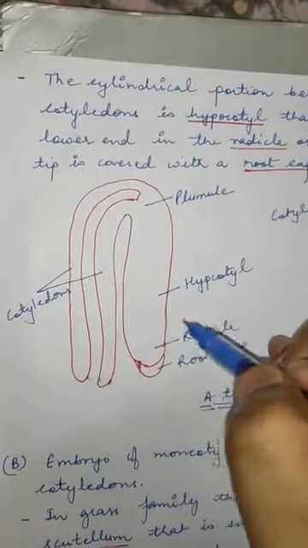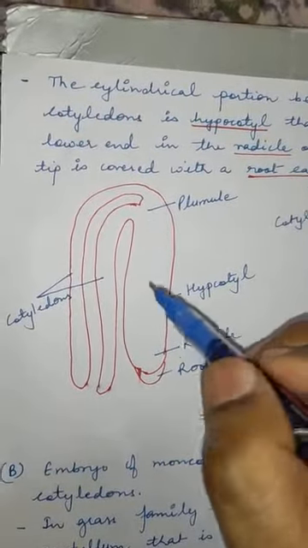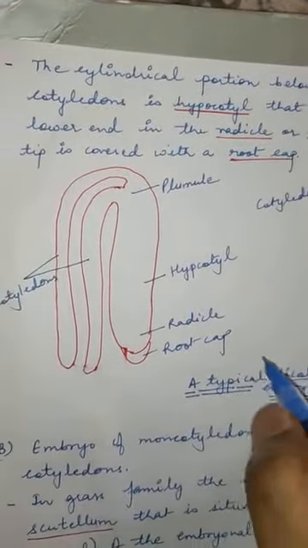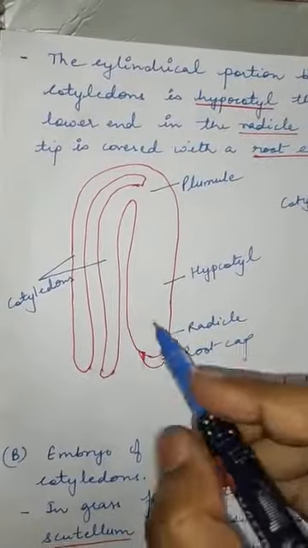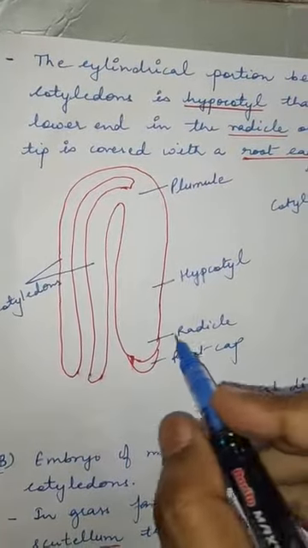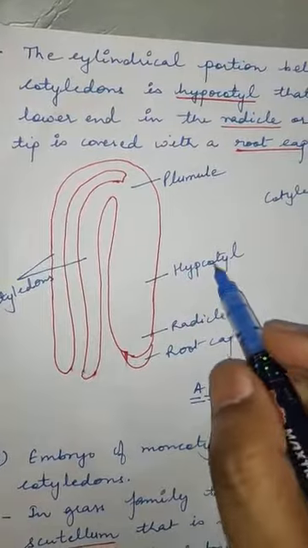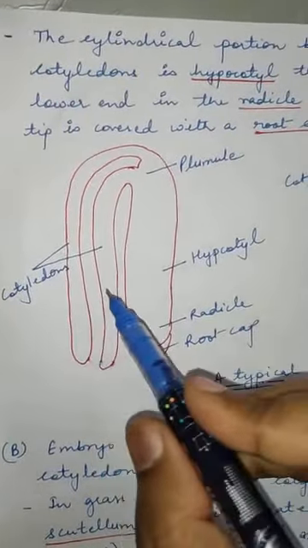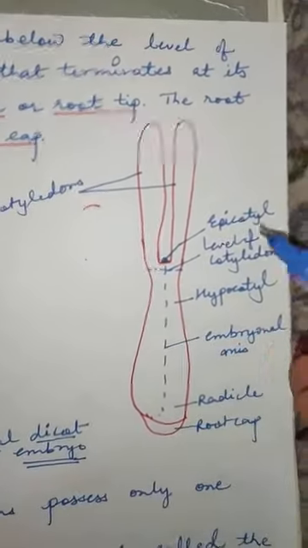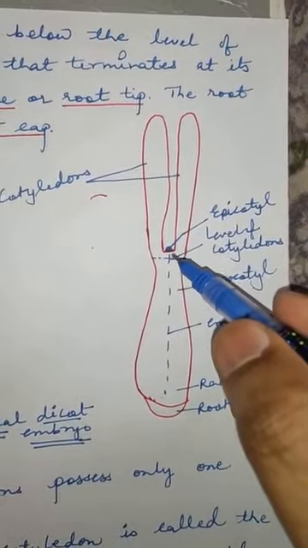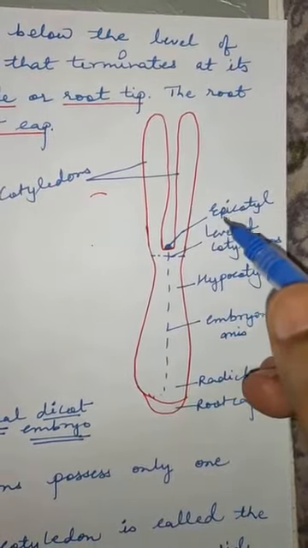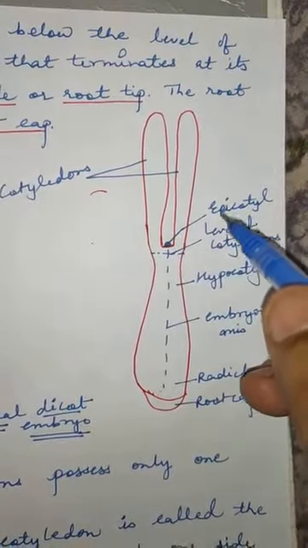Now this is the diagram, right? This is the diagram of a typical dicot embryo. First you are able to see what the parts are. These are your root cap, radical, hypocotyle part, plumule part, and this is the dicotyledons part, right? And this is the detailed view of this structure. Yes, this is the level of cotyledon, right? The part that is above this level of cotyledon is your epicotyle, right?